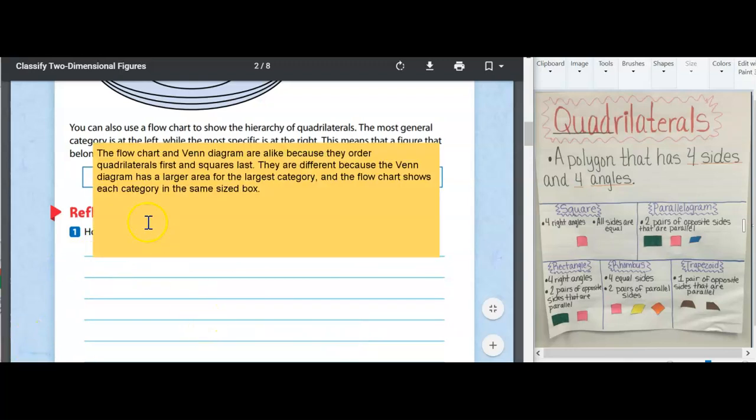So your response should say the flow chart and Venn diagram are alike because they order quadrilaterals first and squares last. They are different because the Venn diagram has a larger area for the largest category, and the flow chart shows each category in the same sized box. Let's turn to the next page.